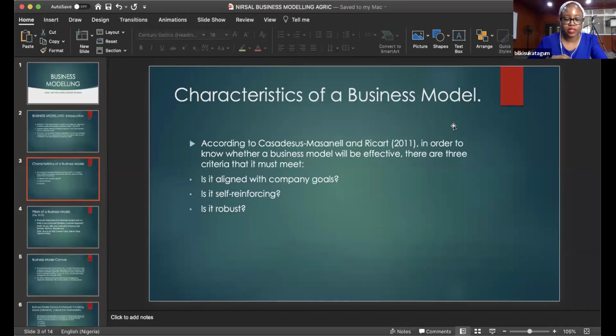Okay, as I was saying, there are three characteristics a business model needs in order to be effective. There are three things you have to consider, three criteria that it actually has to meet. The first one being, does it align with your company goals? That's the one question you need to answer.